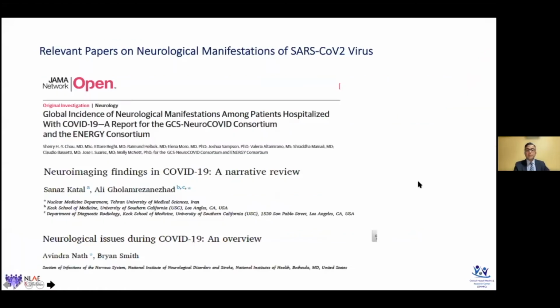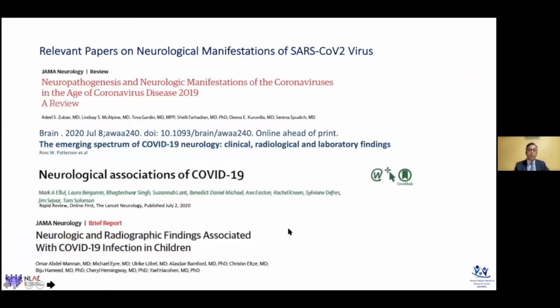So these are some of the relevant papers that I picked for today's talk. There are 6 of them, along with 2 papers that mention the pediatric multi-inflammatory syndrome in children related to COVID-19. I'll discuss each and every paper's important points along with the tables and graphs.